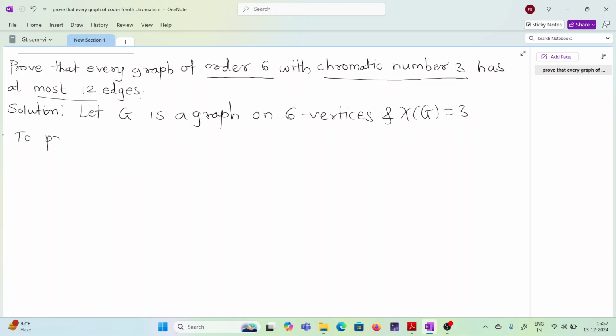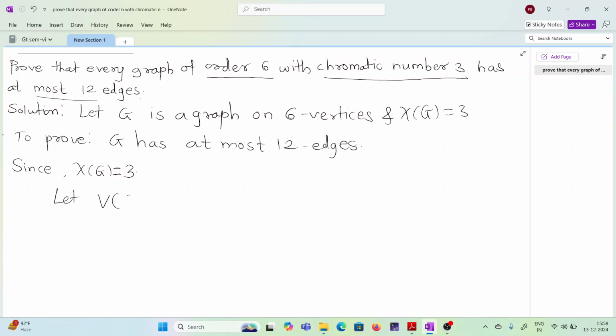So to prove G has at most 12 edges, since we know chi of G is equal to 3. What is given? Chi of G is equal to 3. That means we can properly color graph G using exactly 3 colors. So we can partition the vertex set into 3 parts.